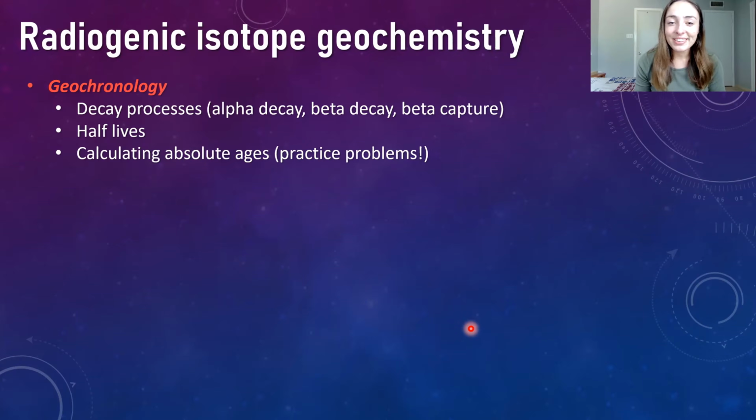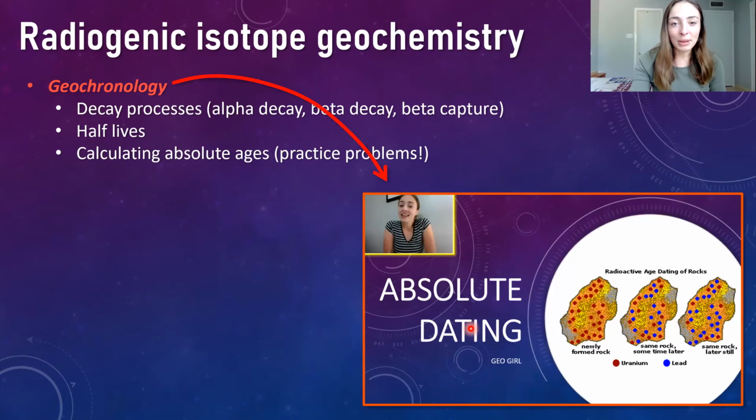And if you are an OG on my channel, you know that I actually have a video all about how we use radiogenic isotopes to absolutely date rocks. And I'm not using absolutely as just a fun adjective here. It's actually the term used when we talk about dating rocks using isotopes. It's called absolute dating. And I talk about this all in that video that's shown right here.